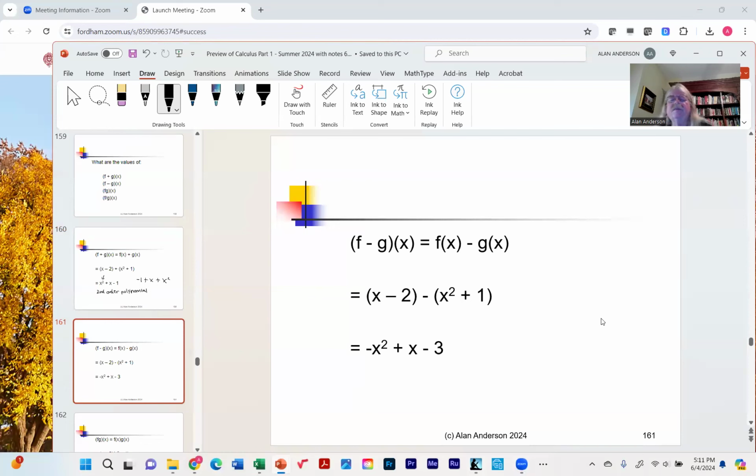Now, subtraction, of course, the big issue here is to be careful. We have to apply the distributive law, make sure that both of these terms become negative. Otherwise, we're just asking for trouble. Now you can see there's only two like terms, there are two constants. So when I gather these together, I end up with negative x squared plus x minus 3. And that's the way I would like to write it. We don't want to leave it like this, that's for sure.